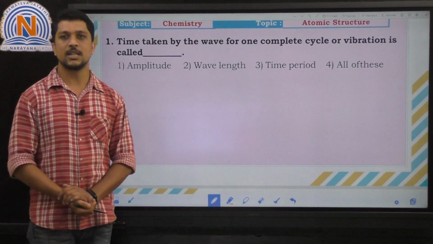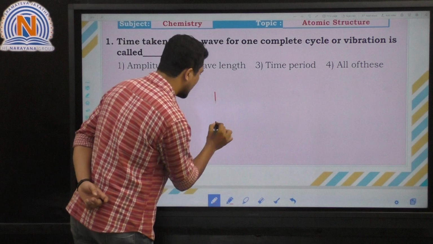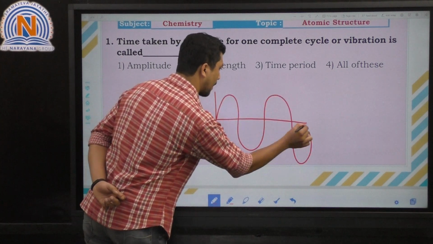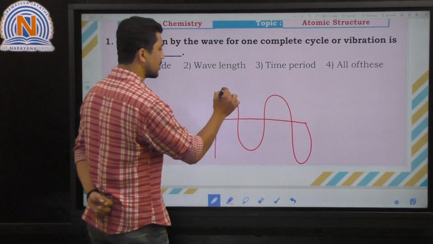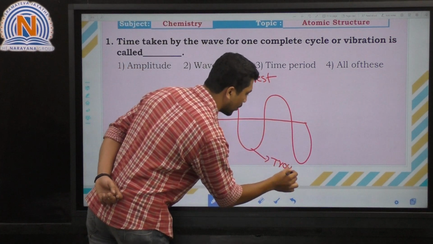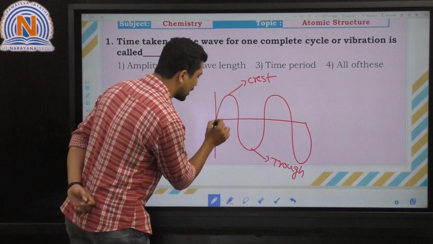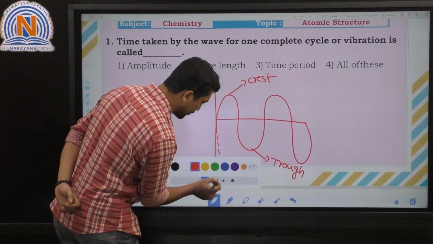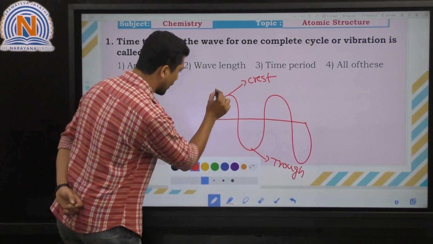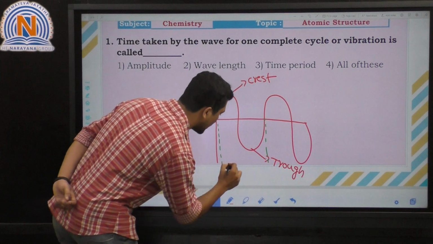Here is the first question. The question is, time taken by the wave for one complete cycle or vibration is called. Right, so see here, this is the wave. The height of the wave we generally call the crest, and the depth of the wave we call the trough. One complete cycle means one crest to one trough. From this point to this point is called one cycle.